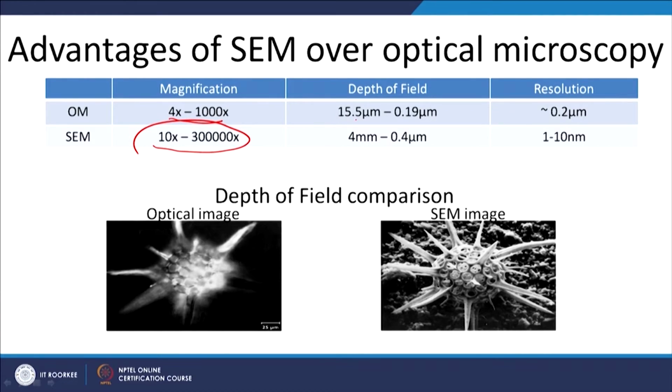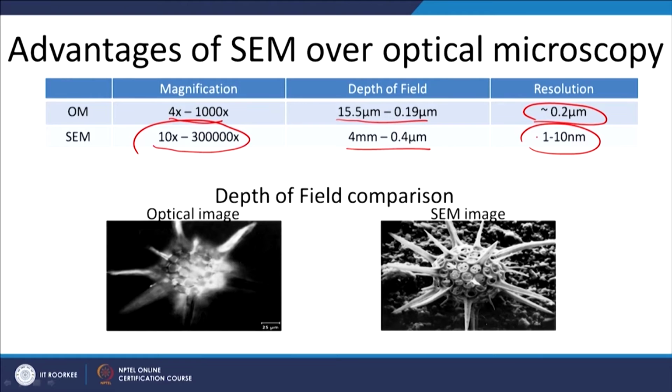The depth of field here is 15 to 0.19 micrometer in the case of an optical microscope, but in the case of the SEM it is 4 millimeter to 0.4 micron. So, the depth of field is also very large. The resolution of an optical microscope is 0.2 micrometer, whereas the resolution of an SEM is only 1 to 10 nanometer.